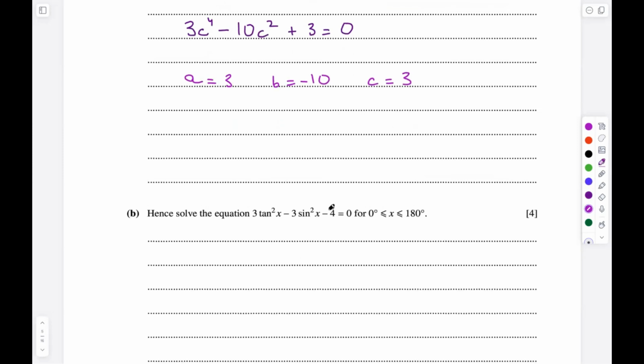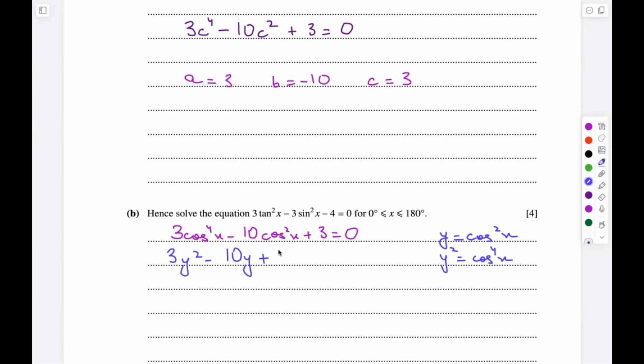In part B, we have to solve the equation 3 tan squared x minus 3 sine squared x minus 4 equals 0. So we already have got the equation in the form of cos. The form was 3 cos to the power 4 x minus 10 cos squared x plus 3 equals 0. Now to solve an equation like this, we can use a substitution. In place of cos squared, we can write y equals cos squared, so in place of cos to the power 4, we can write y squared.